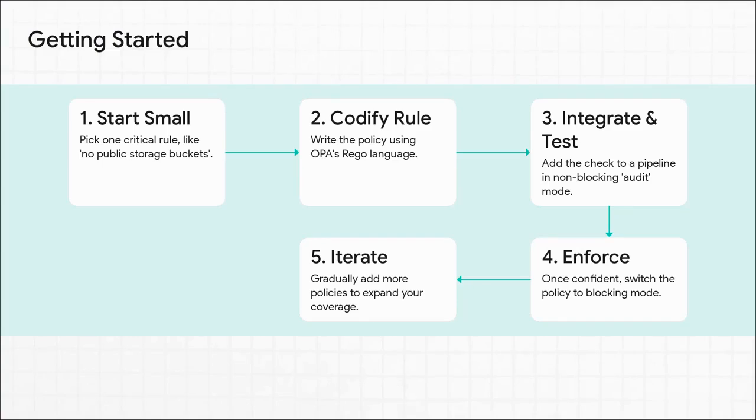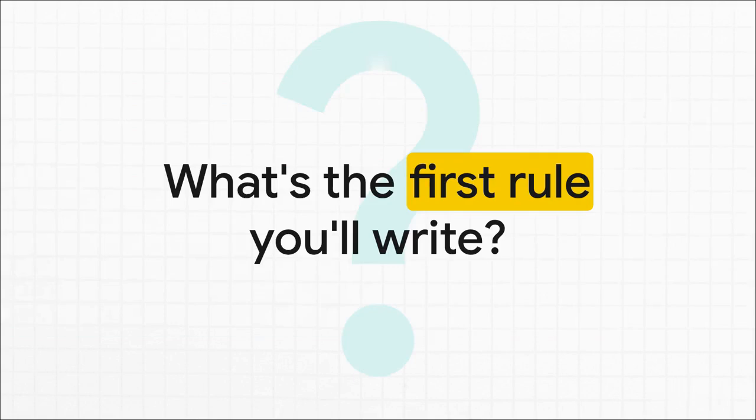Here is a simple 5-step plan to get you going. First, just start small. Pick one important, high-impact rule that's easy to define, like no public storage buckets. Second, write that rule as code using a language like Rego for OPA. Third, and this part is so important, put it in your pipeline in audit mode first. That means it'll just log any violations without actually stopping the deployment. It lets you test everything safely. Fourth, once you're happy with how it's working, flip the switch to enforce mode. And finally, just iterate. Add the next policy and then the next one, and slowly build up your automated safety net.